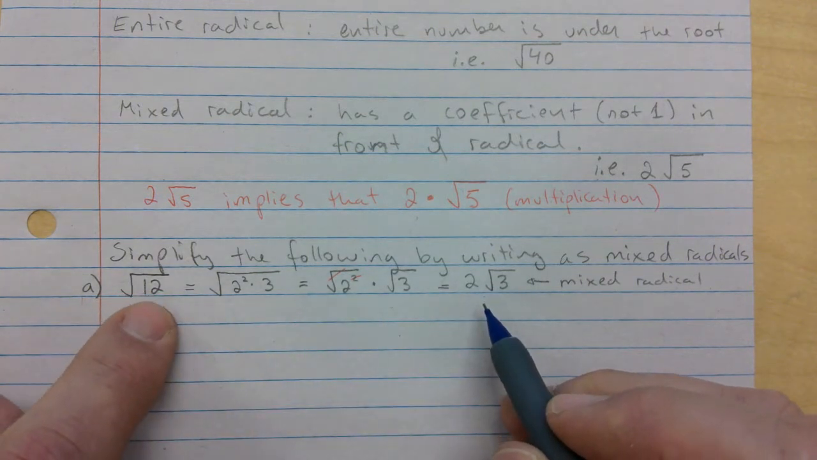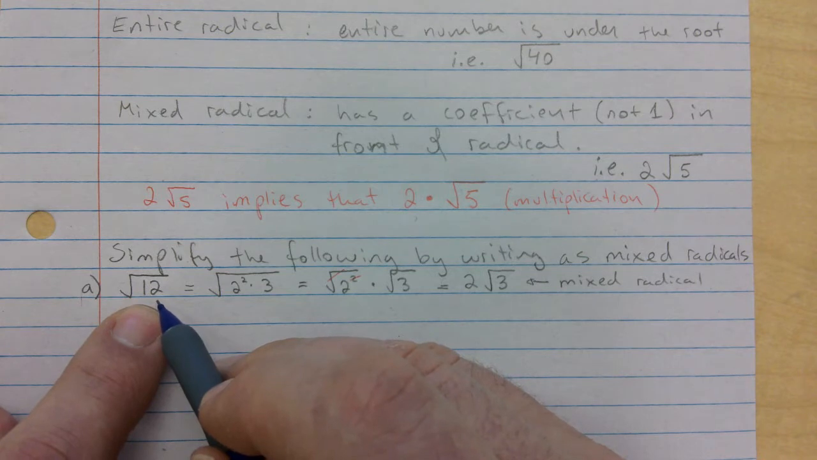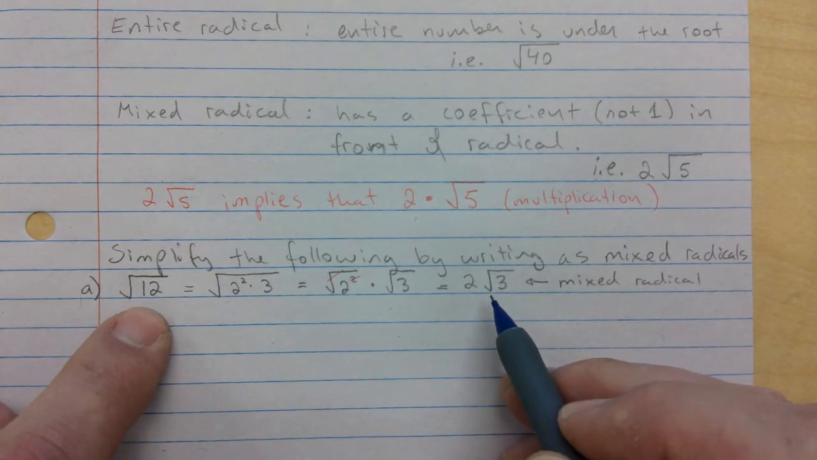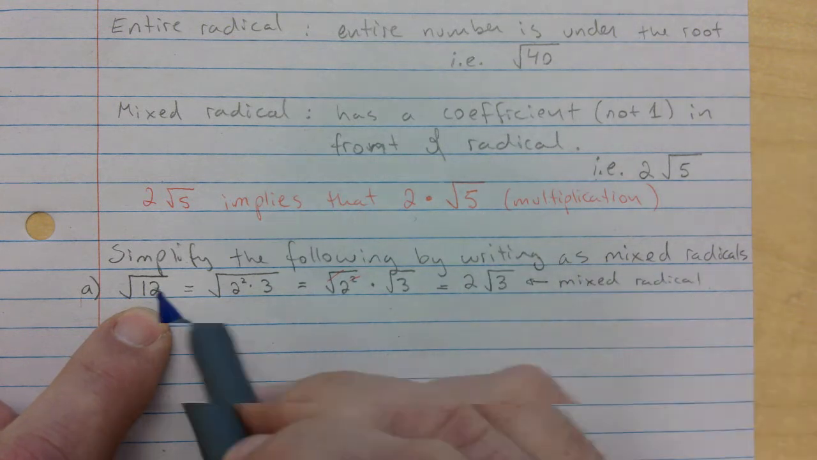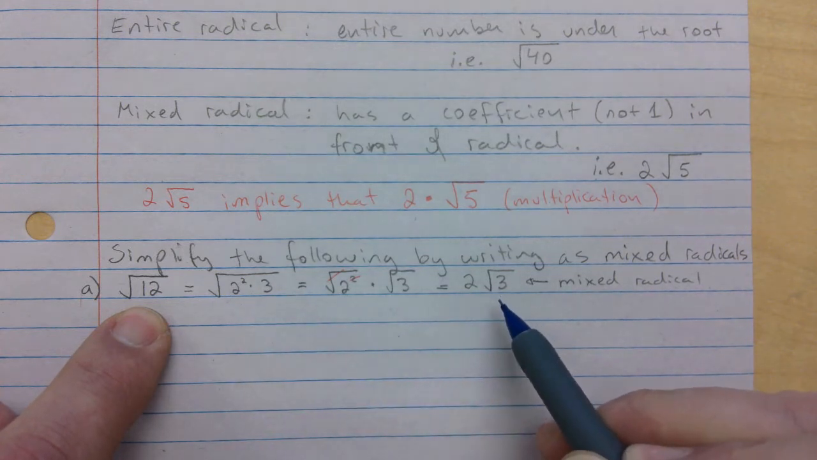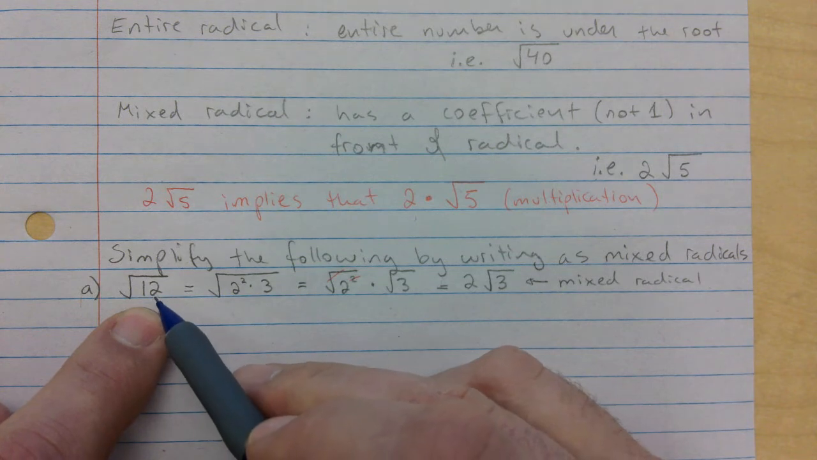This would not be a mixed radical. This will be an entire radical. This is a mixed radical. So if you need to rewrite it and simplify by writing it as a mixed radical, what you want to do is go through this process to have as much as you can out of that root. That's what they're really trying to do.